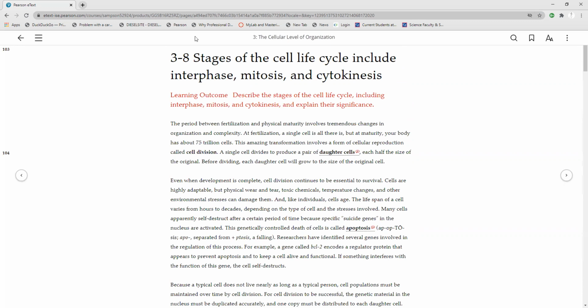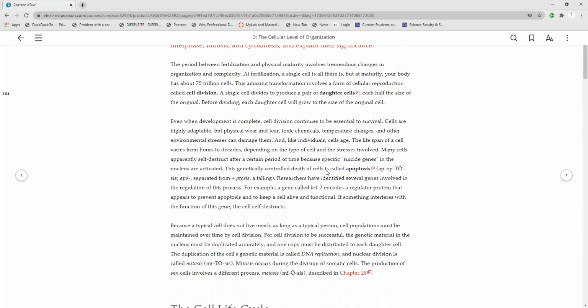Okay, so mitosis. We're not going to get crazy with mitosis. Just understand that mitosis is the division of our 75 trillion cells in our body. That's a lot of cells. Cellular division: when we split up one cell and make it into 2 cells, they're called daughter cells. That is the process of somatic cellular division, which is what we're going to talk about.